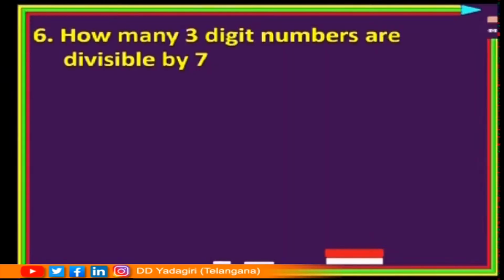Okay, so students, solve these types of problems which were given in your textbook. Next problem, a very interesting problem in your competitive examinations also. Here it is given: how many 3-digit numbers are divisible by 7? What is the smallest 3-digit number? It is 100. What is the largest 3-digit number? 999. So in these 3-digit numbers, only some numbers are divisible by 7. We have to find how many 3-digit numbers are divisible by 7.